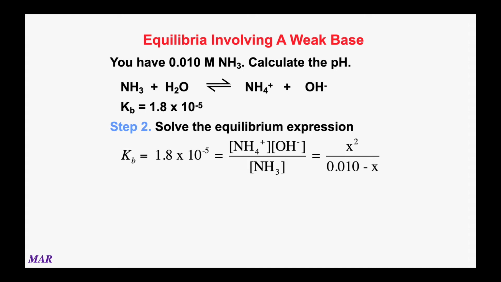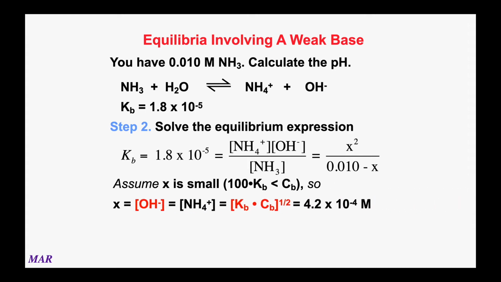Kb, 1.8 times 10 to the minus 5, equals x squared on the top, 0.010 minus x on the bottom. And again, at this point, this would be a quadratic formula. This would be a time to get out the solve function and figure it out, and that's totally fine. However, just like with acids, you can do a similar kind of thing. If 100 times K is less than C, you can pull out this little minus x right there. And sure enough, 100 times 1.8 times 10 to the minus 5 is 1.8 times 10 to the minus 3. 0.010 is 10 to the minus 2. So here, 100 times K is less than C.